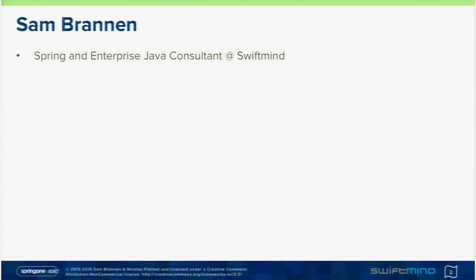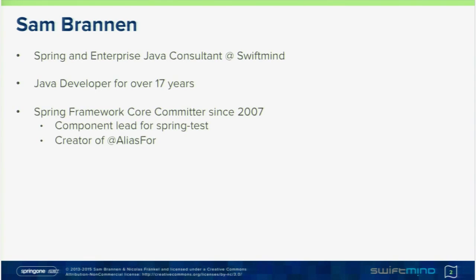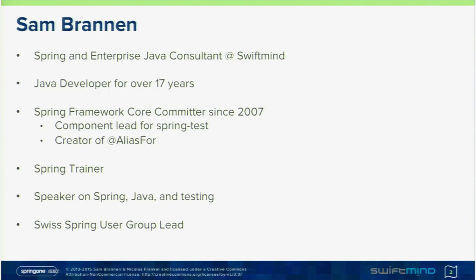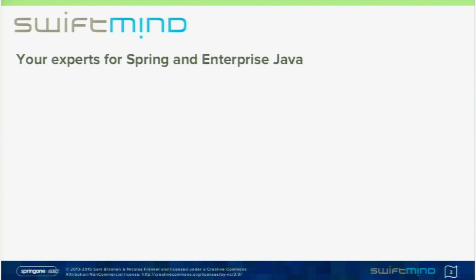My name is Sam Brannen. I'm a Spring Enterprise Java consultant at a company called SwiftMine in Zurich, Switzerland. I founded it a couple years ago with some colleagues. And I've been a Java developer for over 17 years. The main reason I'm here today is that I've been a core Spring Framework committer since 2007 and the lead for the Spring testing support in core Spring. I also created a recent alias for annotation, which you might see in some places in the code. I'm a Spring trainer, obviously speak at conferences, and I'm a co-lead of the Swiss Spring user group.